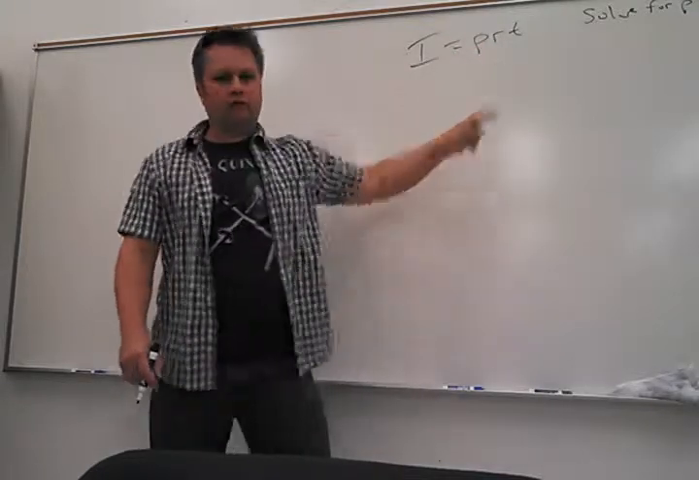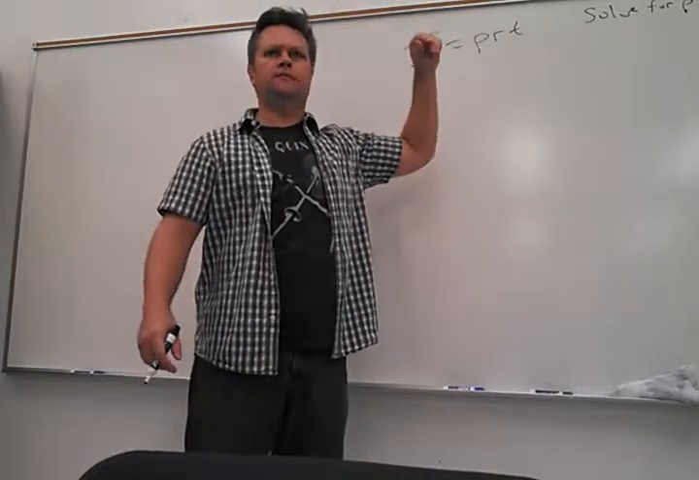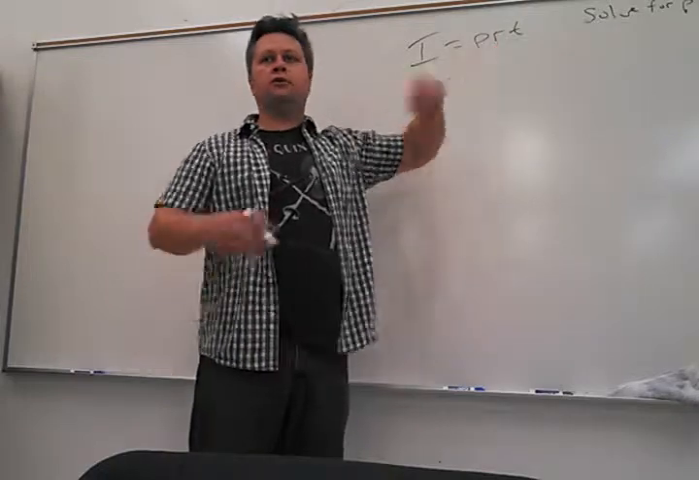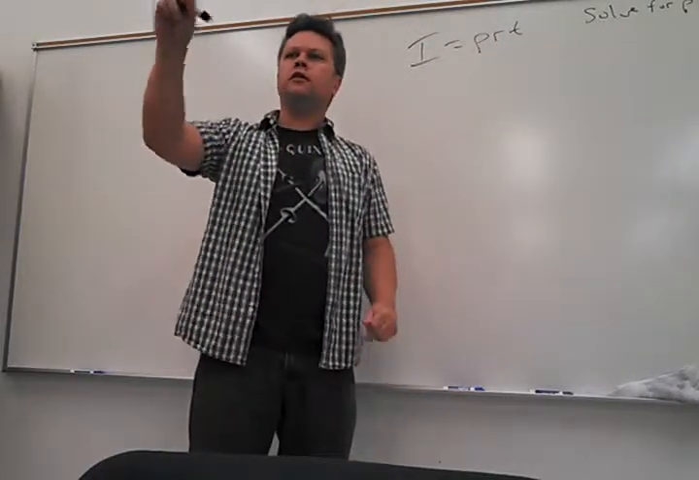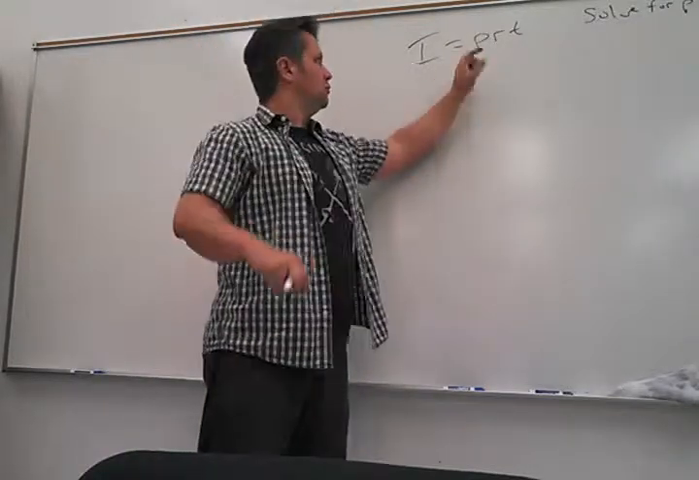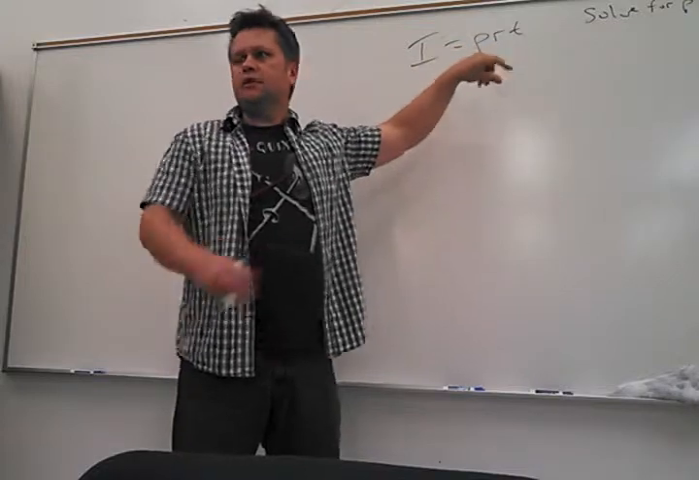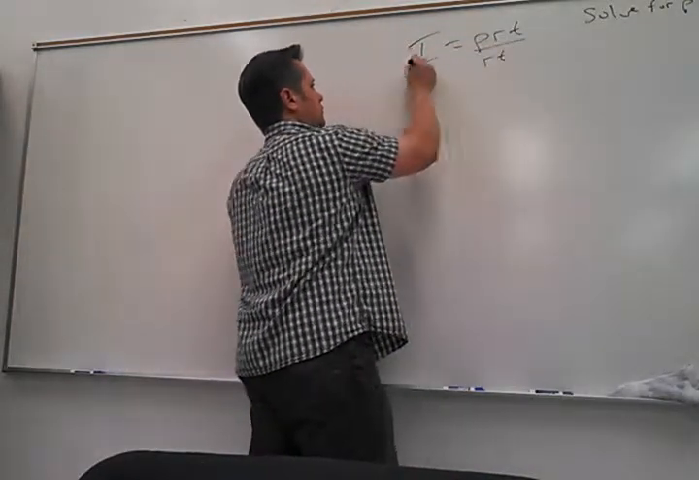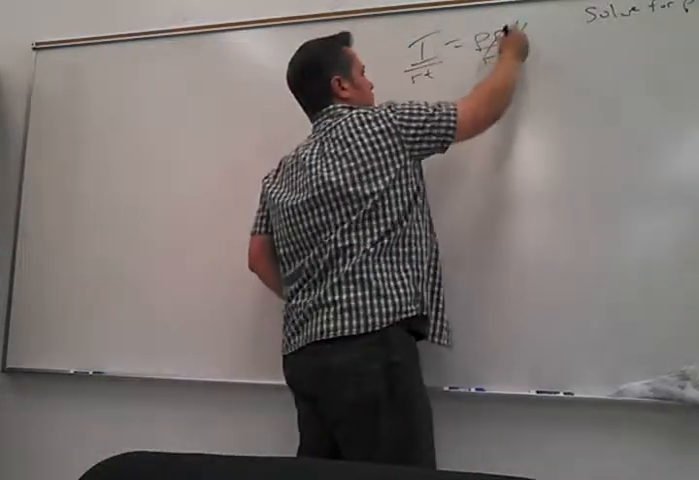How do I solve this for P, how do I get P by itself? Why is P not by itself? It's being multiplied by this other stuff, so how do I get rid of that? Divide. So if you know how to solve equations, you definitely know how to solve these, because they're still just equations. Right? So if I divide by the stuff I don't want, then I'm going to be left with P.